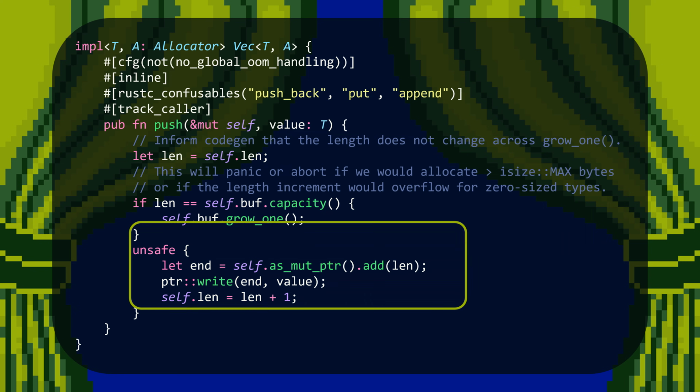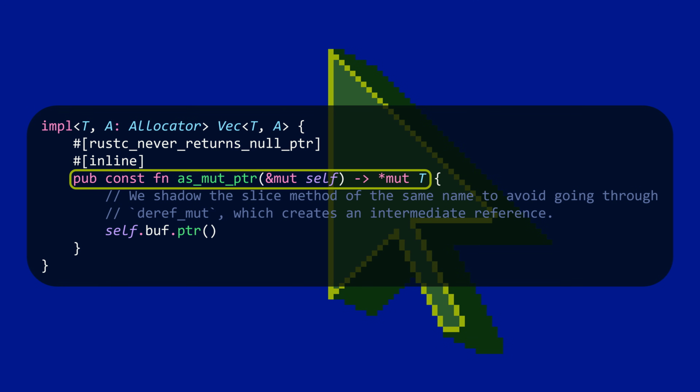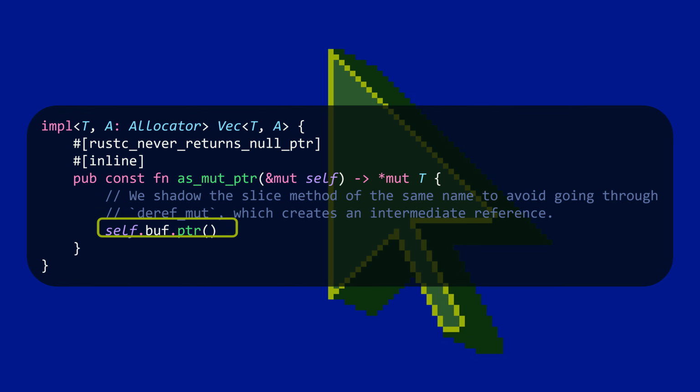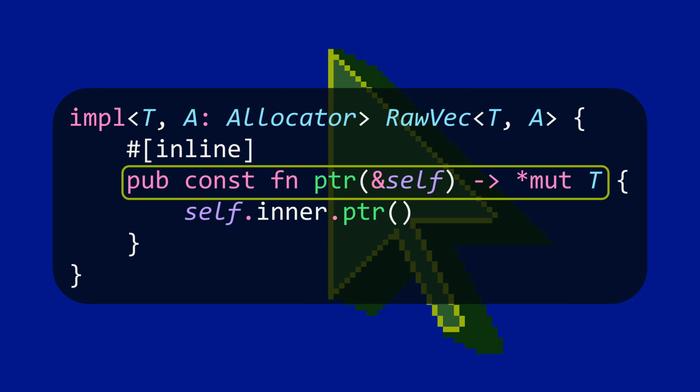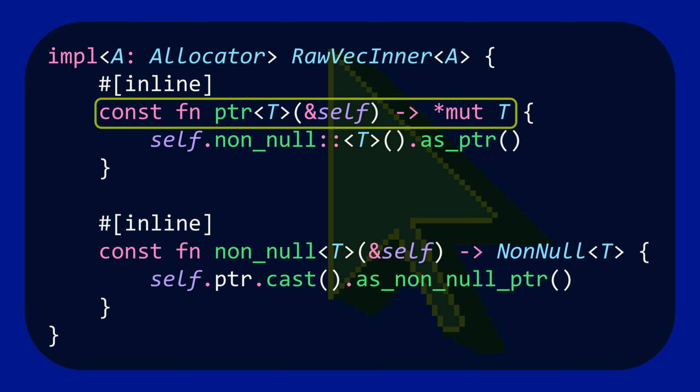Let's keep going. Moving on to this unsafe block, we first create a variable end. Self.as_mut_ptr gets Vec's underlying pointer to its memory. It does this by calling the pointer method on its RawVec buf. This method does the exact same thing, calling the pointer method on its RawVec inner. This pointer method returns the mutable raw pointer to t.